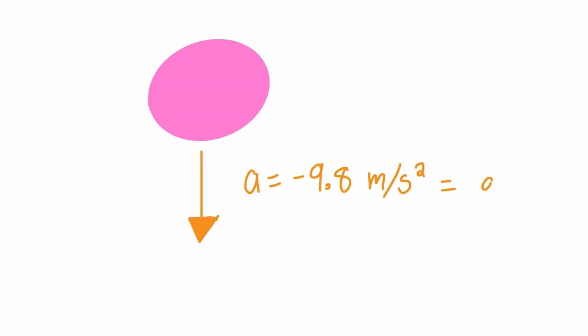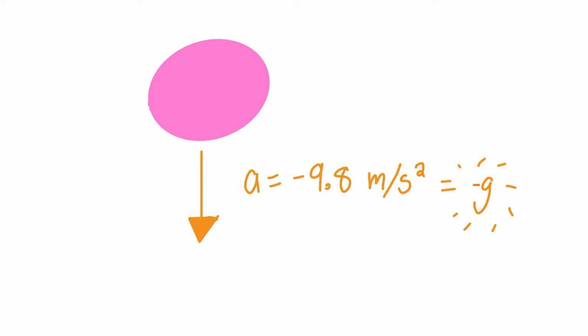First, it is important to note that all objects in freefall motion have a vertical acceleration equal to negative g. Negative g represents the freefall acceleration for objects on Earth, and its value is negative 9.8 meters per second squared. This means regardless of mass, objects in freefall have the same acceleration.